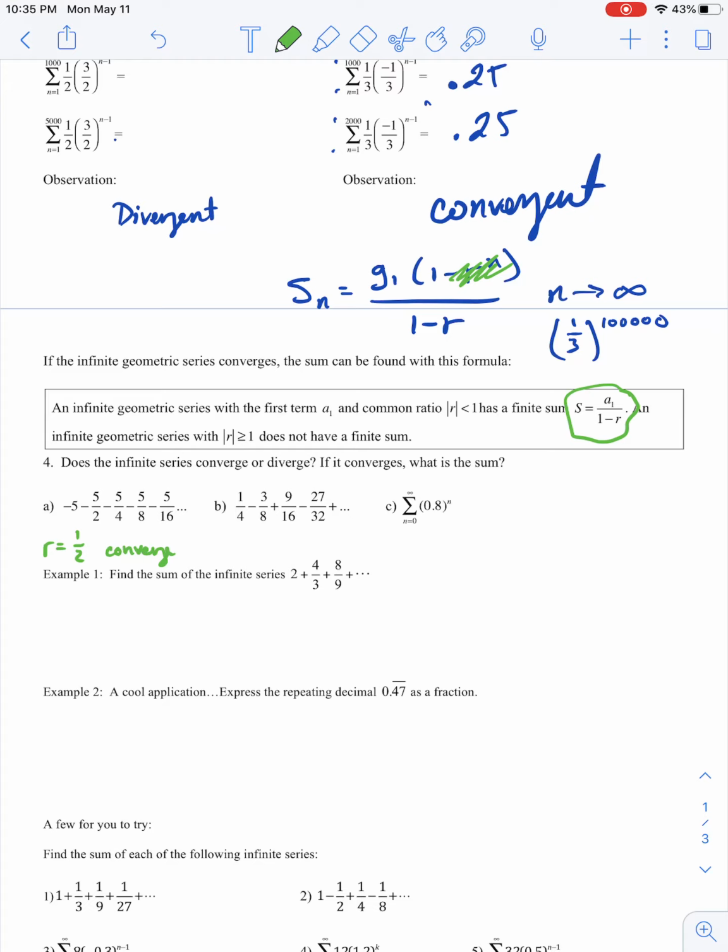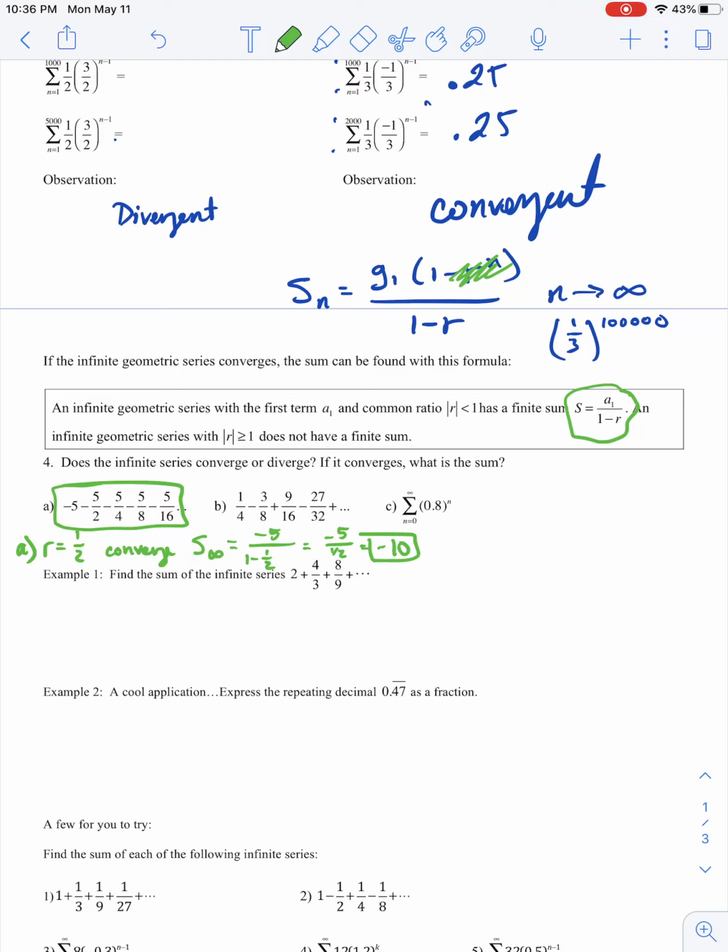So if I want to know what it converges to, then the sum, as this adds to infinity, is just going to be the first term, -5, divided by 1 minus the ratio, which is a half, right? So it'll be -5 divided by a half, so -10. Right? So there's letter A. So this series right here, as it adds to infinity, is going to add up to -10.